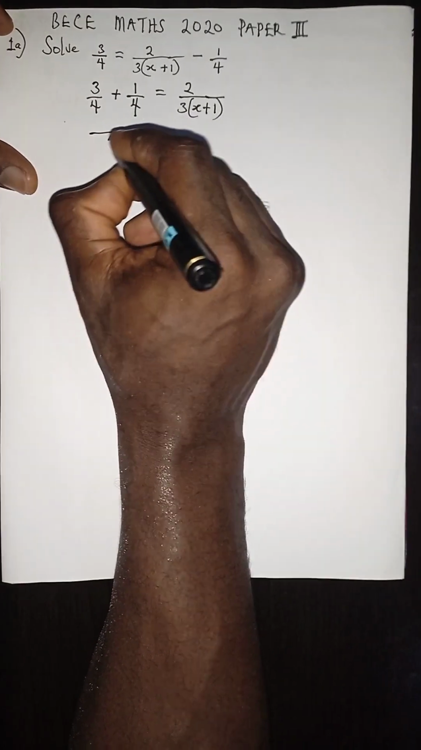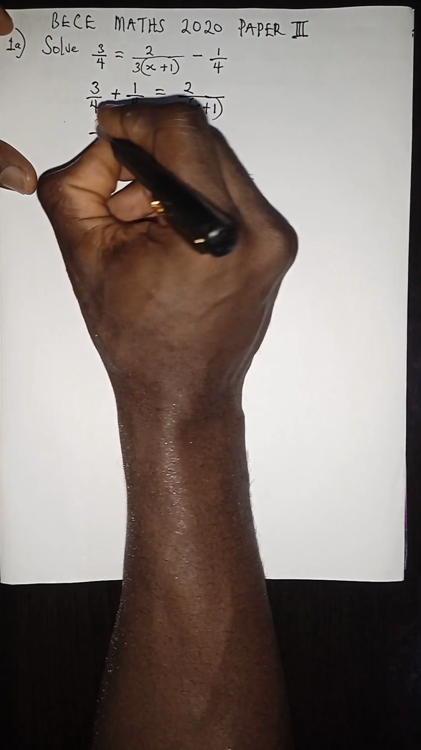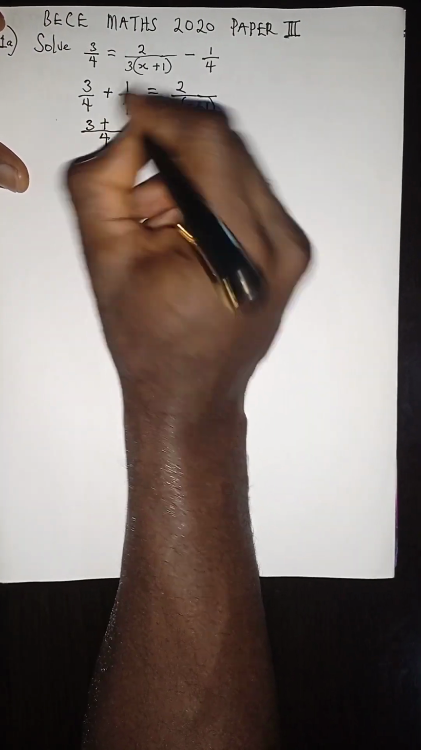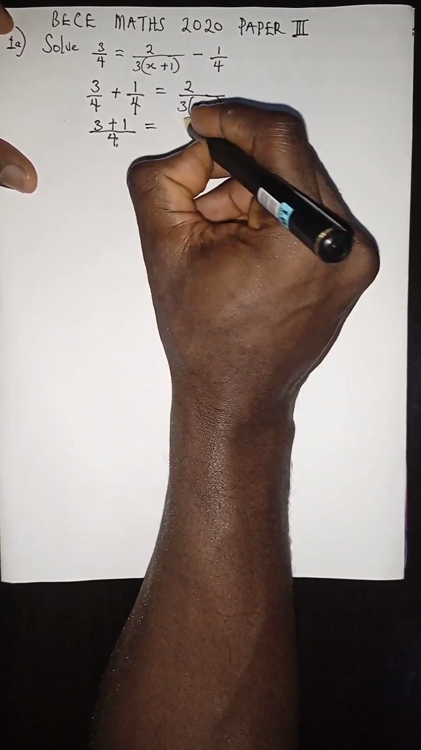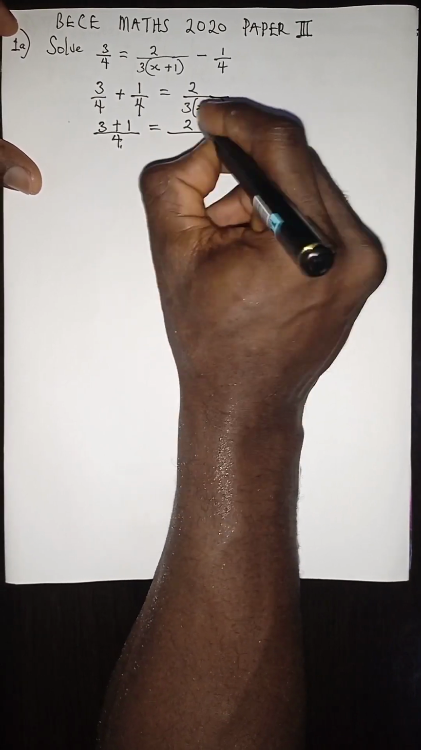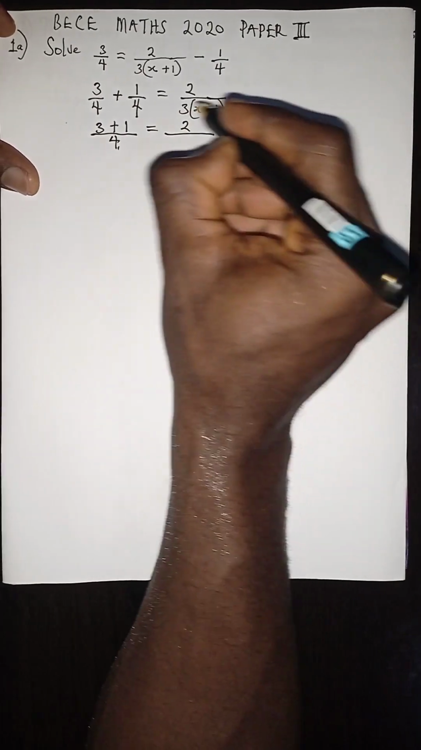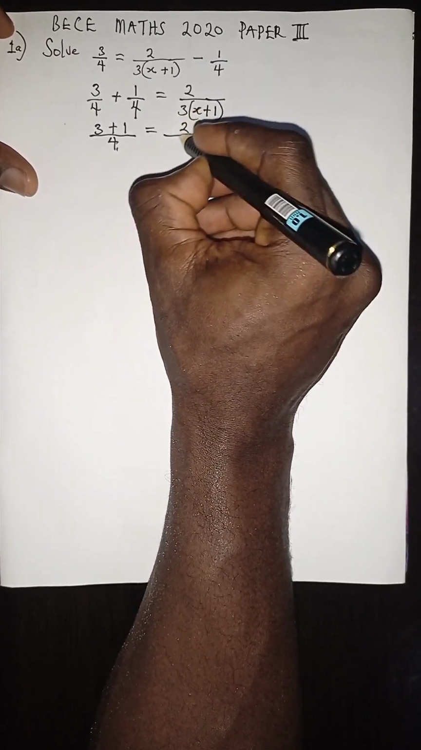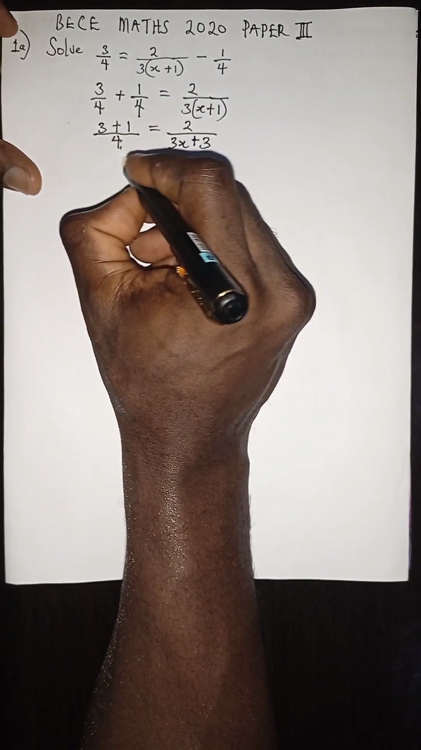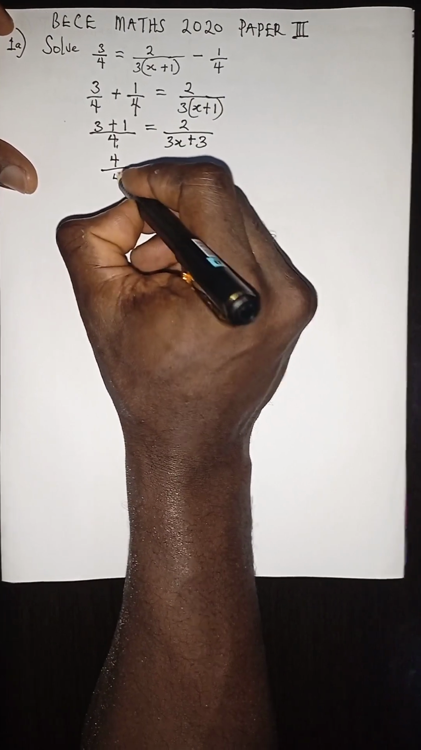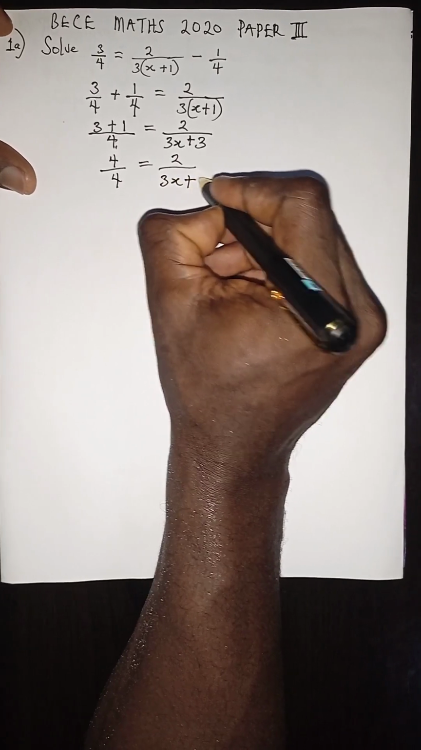The LCM of 4 and 4 is 4. So you say 4 goes into 4 one time. 1 times 3 is 3. Bring your sign. 4 into 4 again, 1. 1 times 1 is 1. Then you have this. Now I'm going to open this bracket. By opening the bracket, I mean multiplying everything inside the bracket by what we have outside. So this is 3 times x, 3x, 3 times 1, 3. So we've got 4 over 4 equals 2 over 3x plus 3.